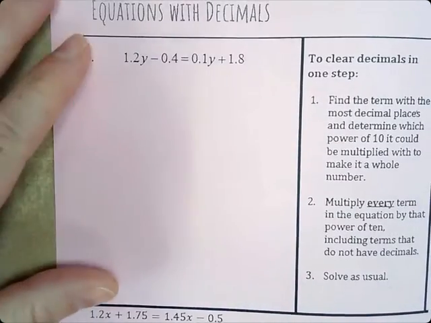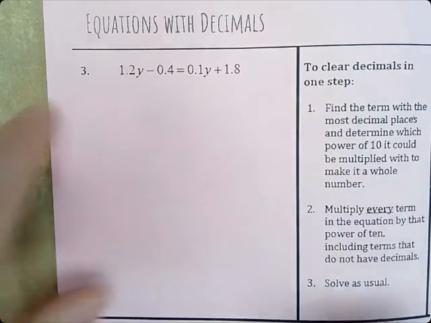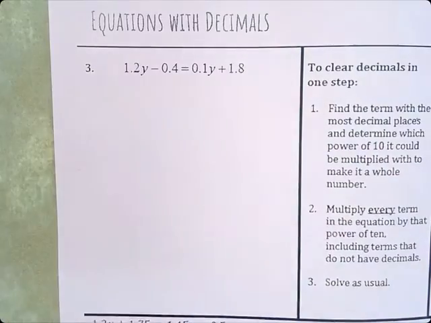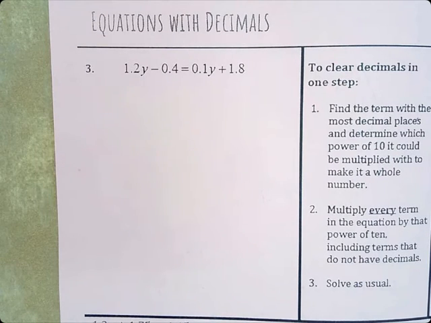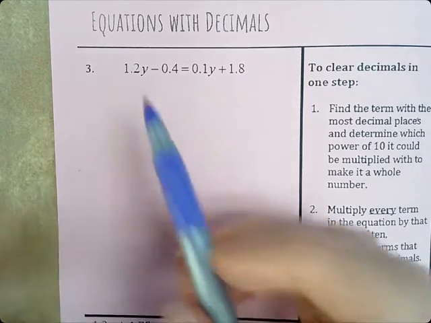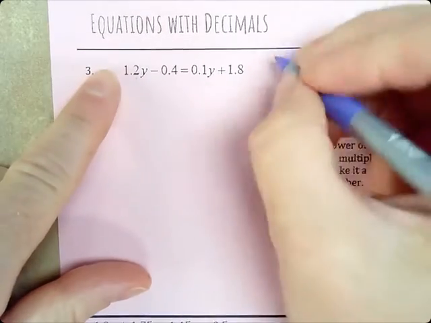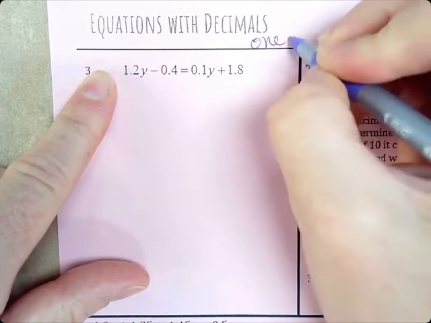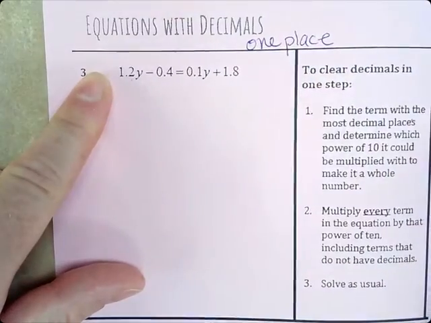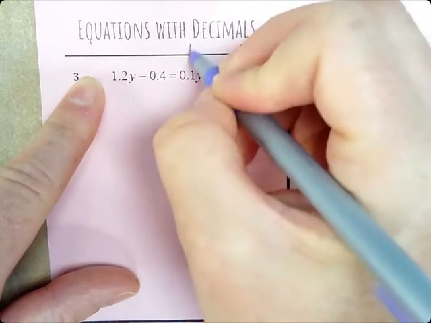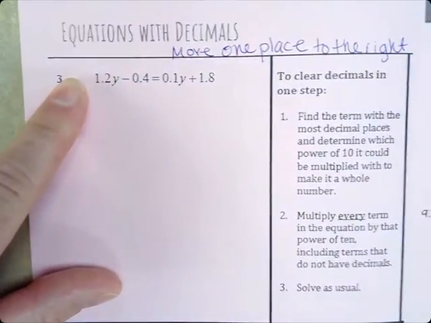So what we can look at is how many places we need to move to make it a whole number. So instead of multiplying by 10, I'm going to move the decimal to make it a whole number. And you have to move each one by the same number of decimal places. So on this one, each one is just 1, right? So that means I'm going to multiply it one place, or move it one place to the right.